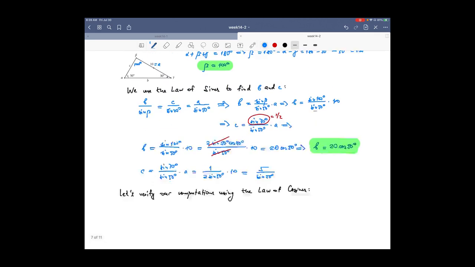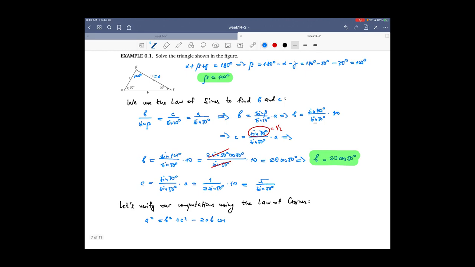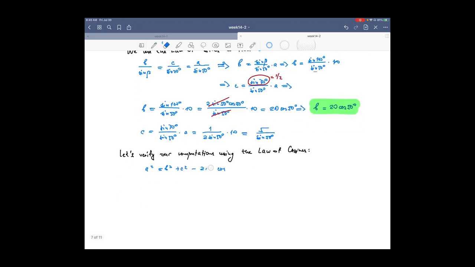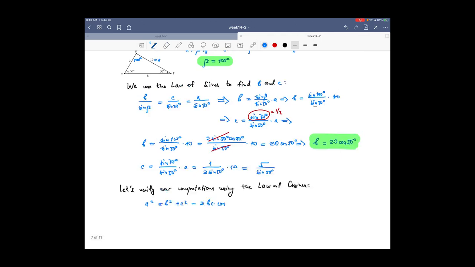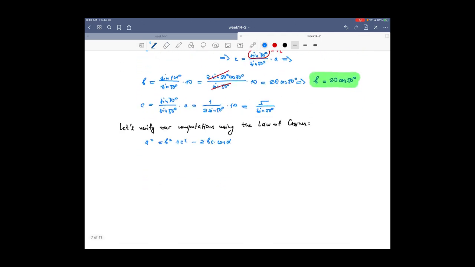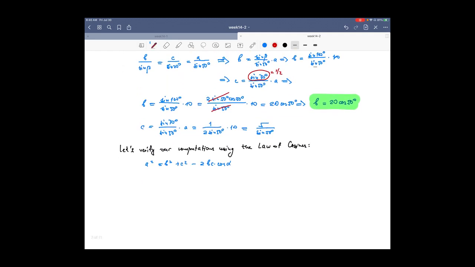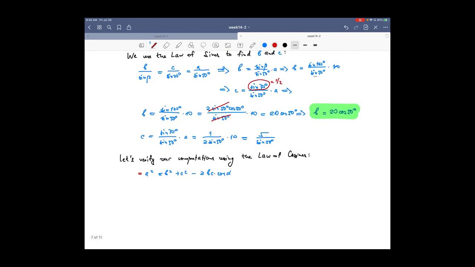So by the law of cosines, we must have a squared equals b squared plus c squared minus 2bc cosine of the angle between b and c, which is alpha, 50 degrees. So it should be that the right-hand side is 10 squared because a is 10. So the right-hand side better simplify to 100.